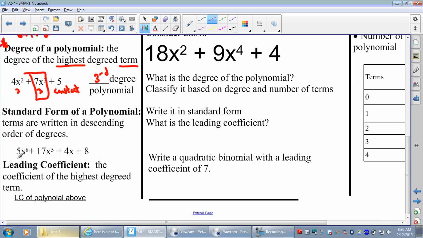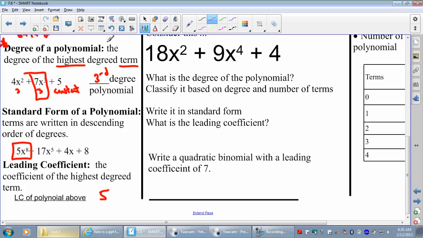Now, this concept of the leading coefficient is another vocabulary term. Vocabulary is very big in this lesson. It's the coefficient of the highest degreed term. So, what's the leading coefficient of the polynomial above? I misspelled polynomial there, but we're looking for the highest degreed term. So the highest degreed term is right here. And what is the coefficient of it? Well, hopefully 5 was coming to mind. So the leading coefficient of this polynomial is 5.